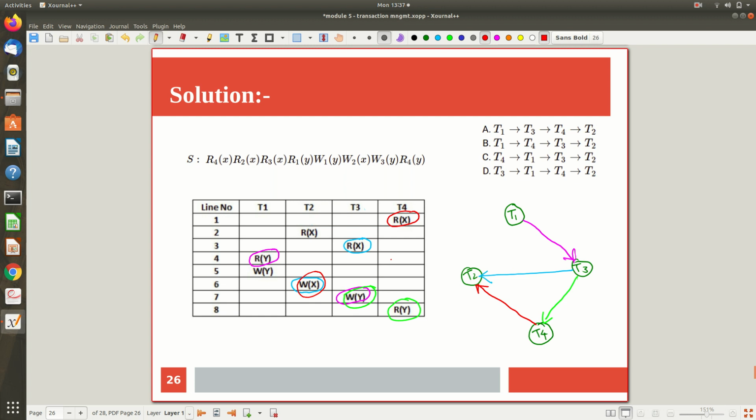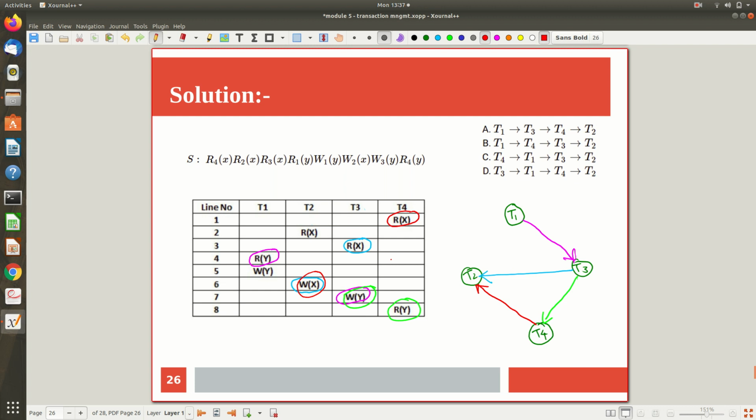Okay, now it is very important. So what this graph is trying to convey, the graph says something like the conflicting operations' evaluation order, something like that. Here there is something conflicting between T1 and T3, that magenta edge is saying so.